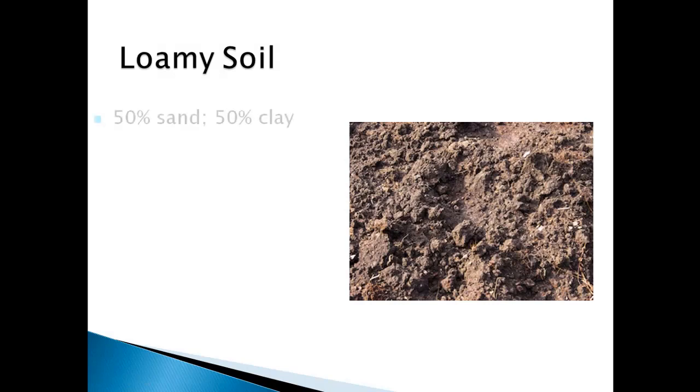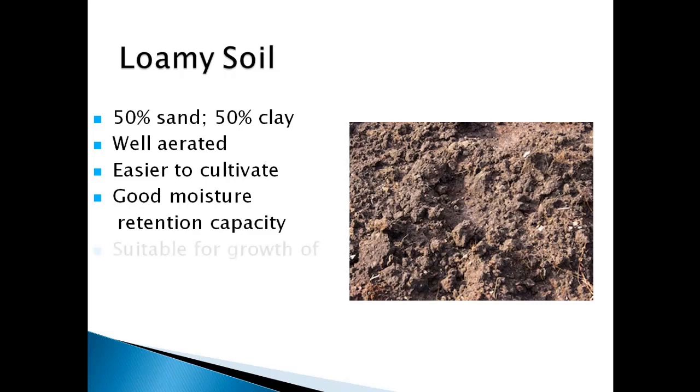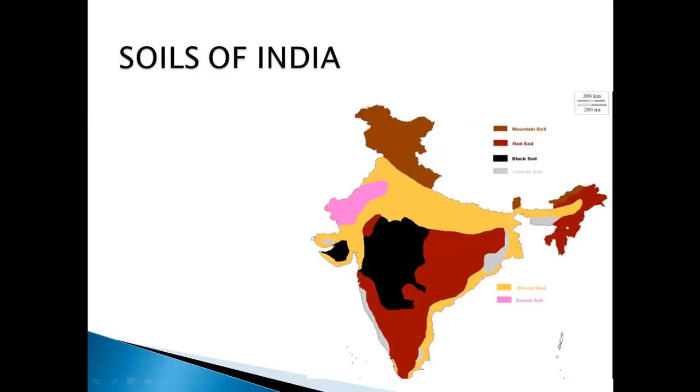Loamy texture. Loamy soil is 50% sand and 50% clay, which makes the soil well aerated and easy to cultivate. It is one of the favorite textures of soil that farmers use for growing all types of crops. Loamy soil has good moisture retention capacity. Now we'll learn about the distribution of soils in India.